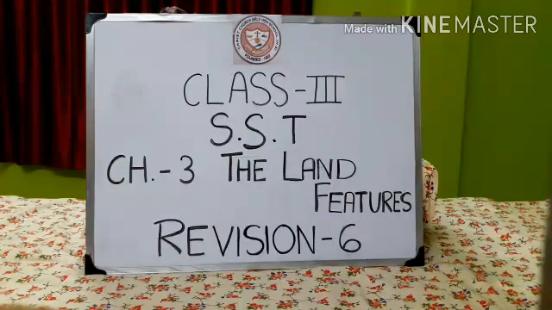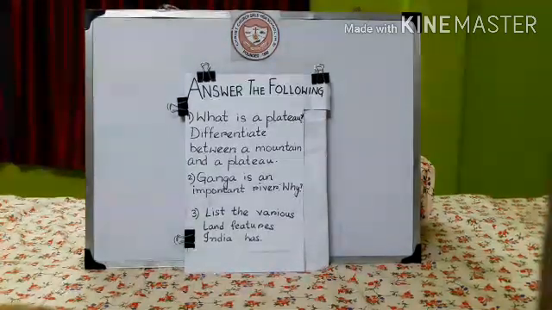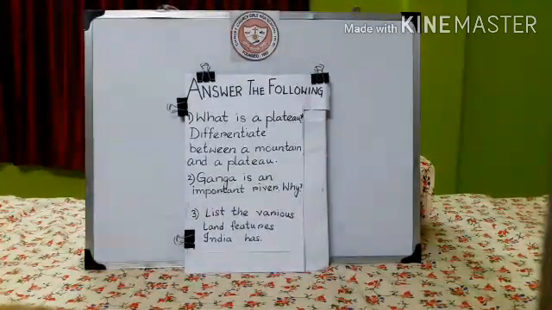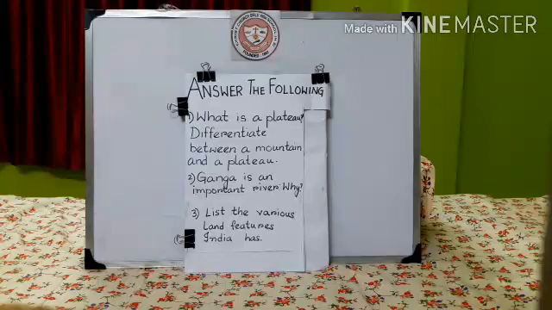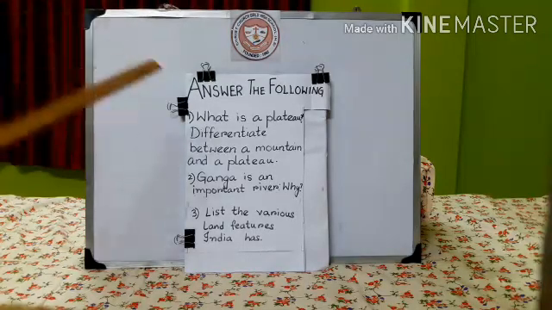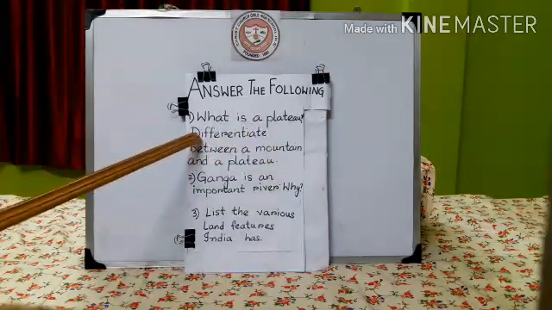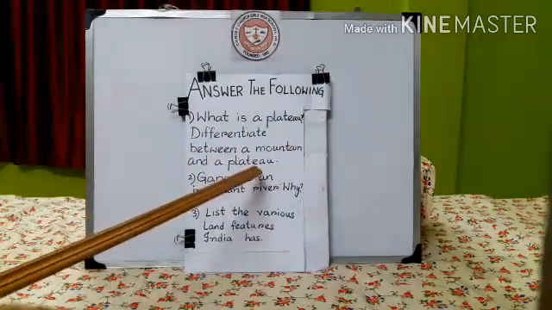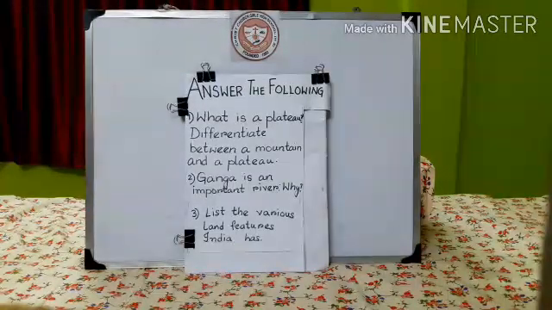Now we will move on to the worksheets, the sheets that I have prepared for you all, the long question types. Now children, what you all can see, this is the first set of questions. These are long question types. Okay. You will have to write in 3 to 4 lines or 3 to 4 sentences. First we will come to the first question. Question number 1. What is a plateau? Differentiate between a mountain and a plateau. So first we will discuss what is a plateau.